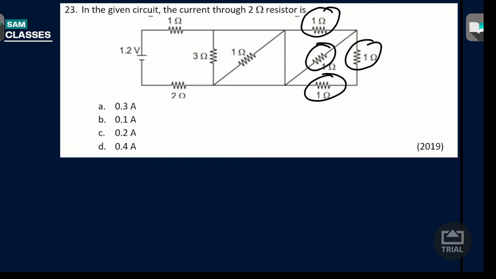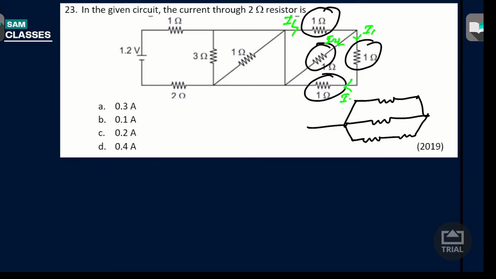Just tell me, if I pass a current from here, what will happen? It will go, let's say I1 current. Here it will break I1, I2. Here it will go the same current I1. Sorry, if I am passing the current I here, it will go I1 here, same I1 here, it will go I2 here, and again it will combine here and it will give me I.